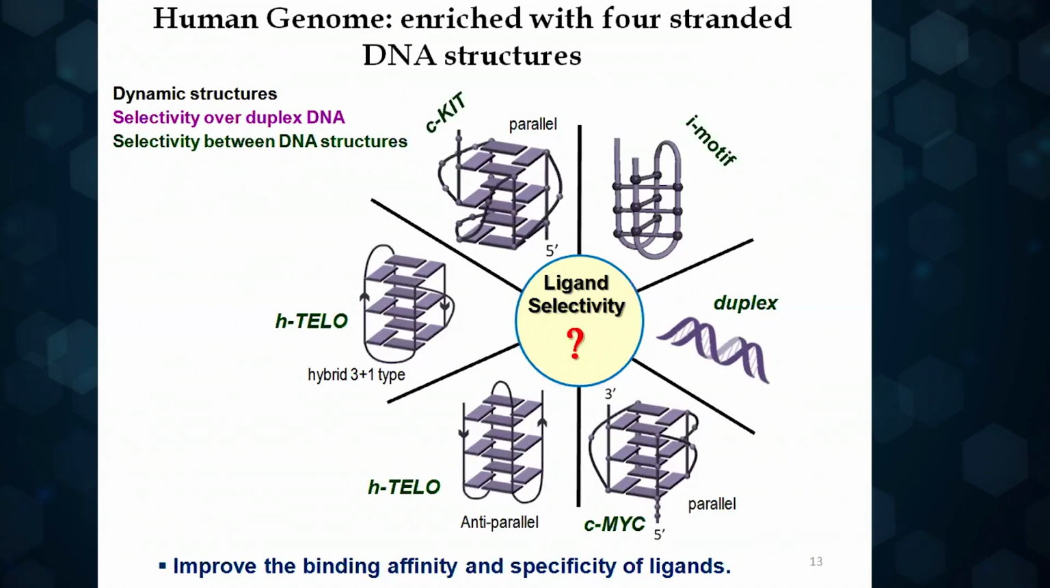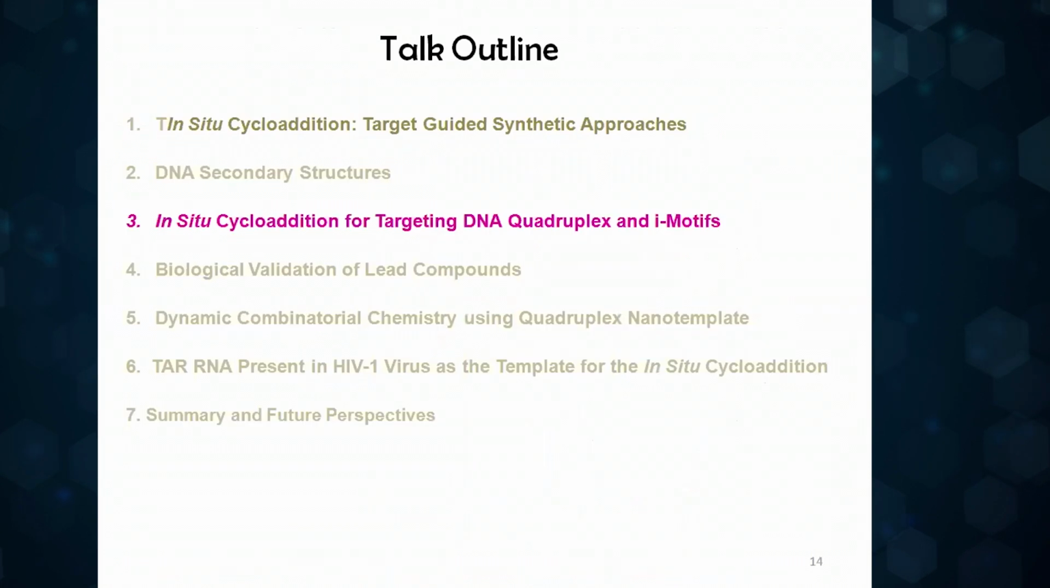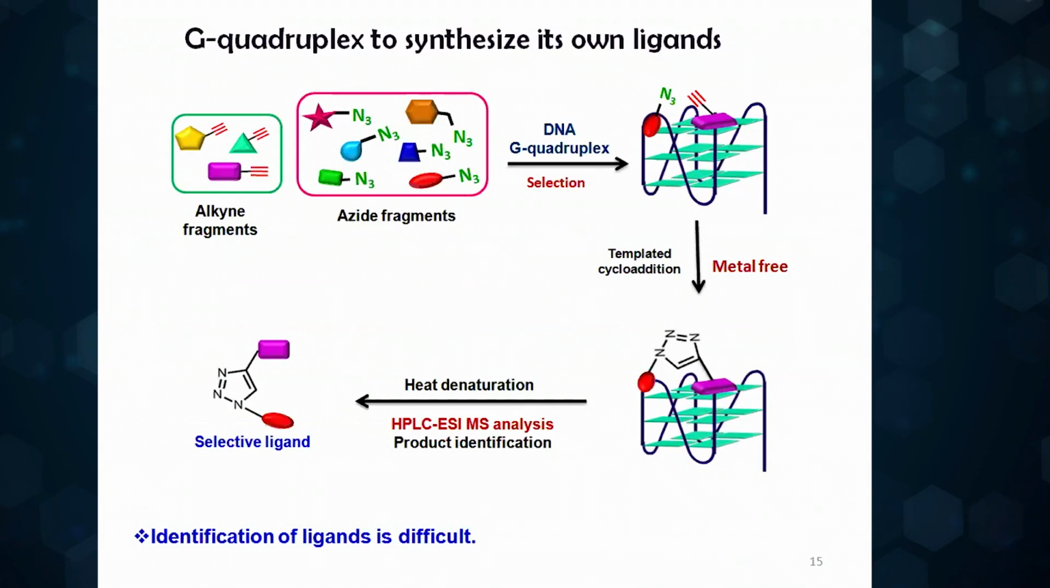So to develop selective ligands for a particular DNA quadruplex or i-motif structure, we decided to use in situ cycloaddition as a tool to generate selective ligands for DNA quadruplexes and i-motifs. We synthesized a series of alkyne and azide fragments and then incubated those in the presence of a DNA quadruplex. However, we could not detect any triazole lead compound. It was difficult to separate the lead compounds from the unreacted starting materials. Thus, the identification of ligands was difficult for us.